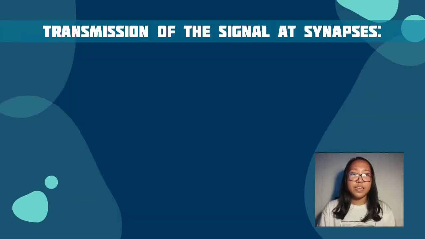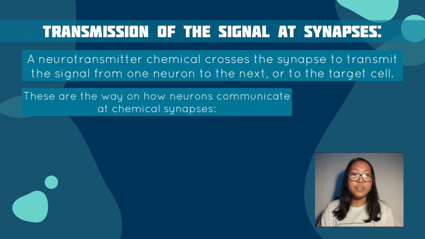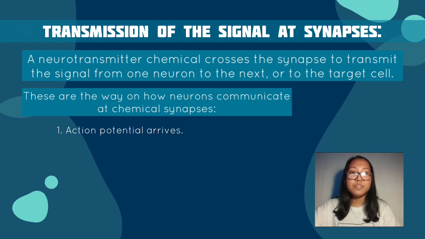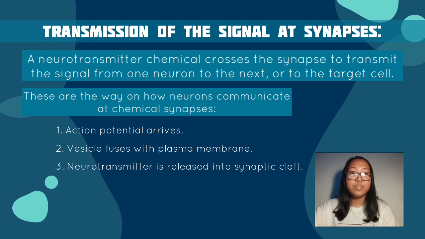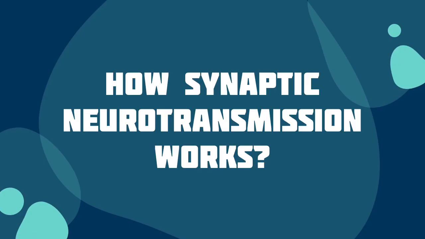Transmission of the signal at synapses. A neurotransmitter chemical crosses the synapse to transmit the signal from one neuron to the next or to the target cell. These are the ways in how neurons communicate at chemical synapses. Number 1. Action potential arrives. Number 2. Vesicle fuses with plasma membrane. Number 3. Neurotransmitter is released into the synaptic cleft. Number 4. Neurotransmitter binds to receptor on the receiving neuron's membrane. Number 5. Ion channel opens. Number 6. Ion channel closes.